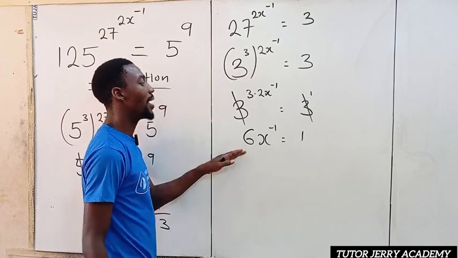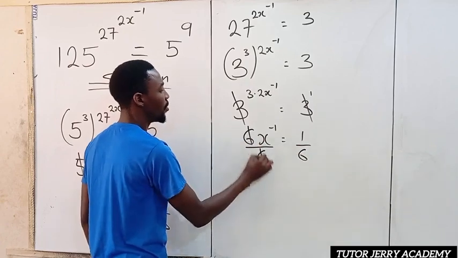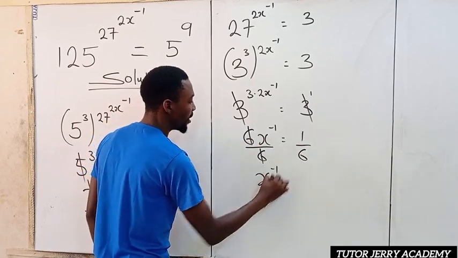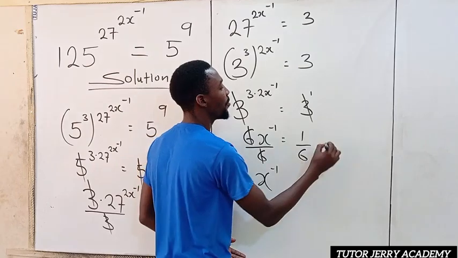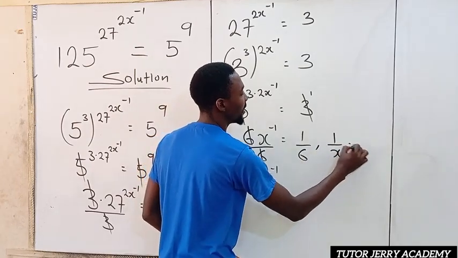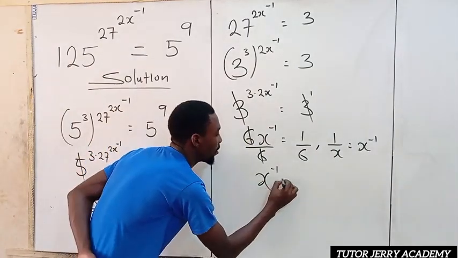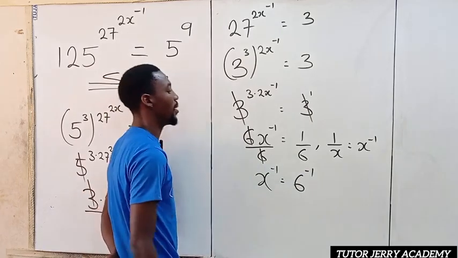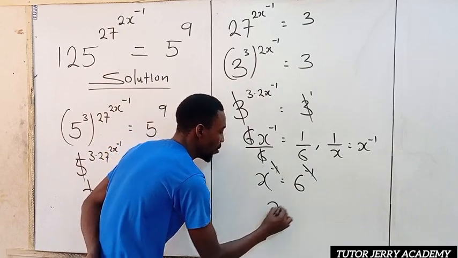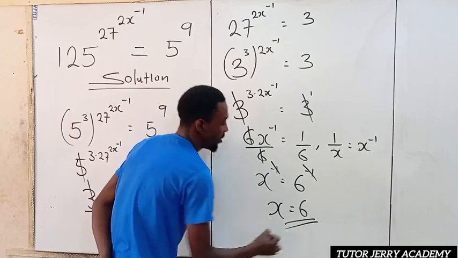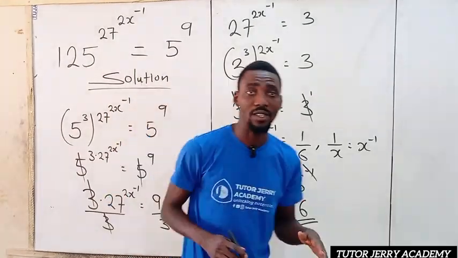So I will divide both sides by 6. If I divide through by 6, this will go with this. Then we are going to have x to the power of negative 1. Here, from the law of indices, if we have 1 all over x, we can write it as x to the power of minus 1. So here we can write this as 6 to the power of minus 1. And they are of the same power. So this will cancel out this. Then the value of x is going to be equal to 6. I hope you understand this question and the solution.